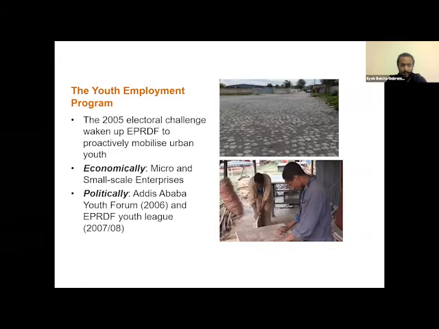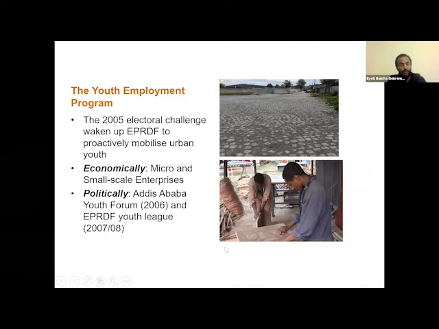So in terms of the youth employment program, until 2005, PRDF never had a specific political strategy towards young people. It's only after 2005, when the opposition particularly managed to mobilize the urban youth against PRDF, that PRDF became a proactive actor in terms of mobilizing young people in the political process. And economically, it brought them on board through micro and small scale enterprises by providing economic opportunities of job opportunities and bring them into action along with its massive condominium house building projects or road maintenance activities.